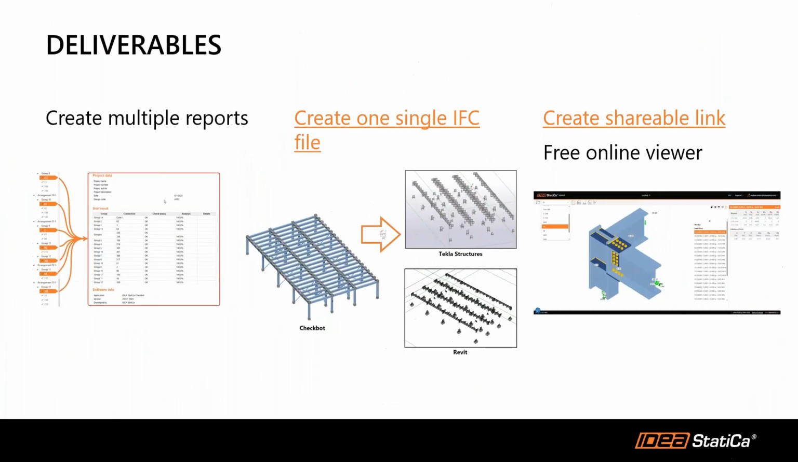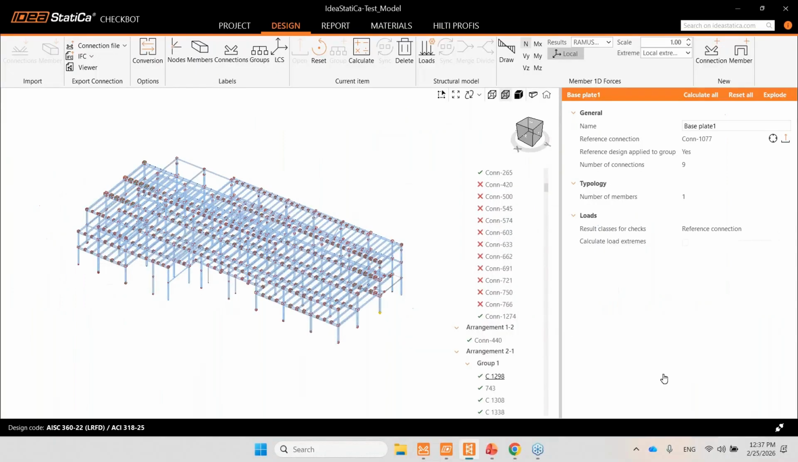And then finally, you can also create an online viewer link to some of the connections. Well, depending on what connections you want to share. In the presentation, I have some links here, but if you click over this link, you will find the viewer for multiple connections from that structure that I am showing today. But let's see how you can get this from your Checkbot file.